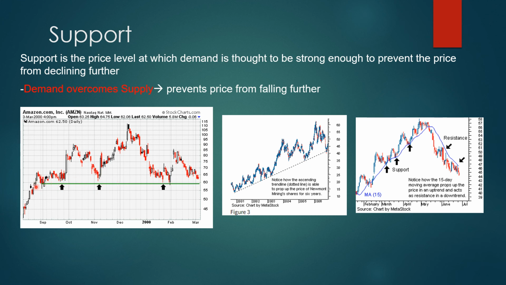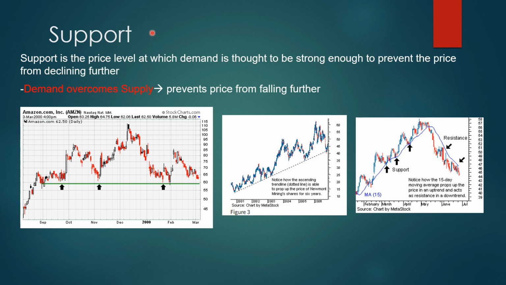Remember, for support, you need roughly 3 points of contact in order for it to be a true support line. Anytime you have 2 points of contact and you're calling that a support line, you are biasing yourself. Why is that? It's because any 2 points of contact on a chart automatically line up. That's just the way things work. Any 2 points automatically form a line. So we need at least 3 points of contact.